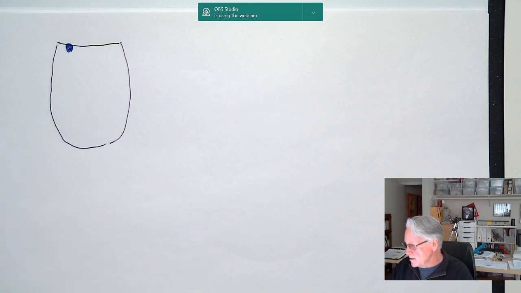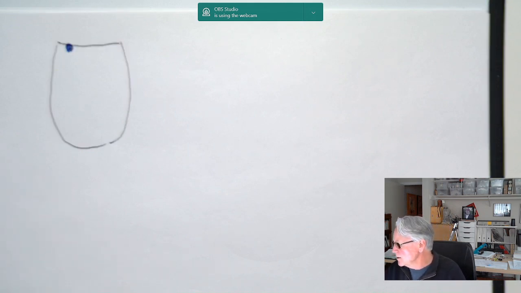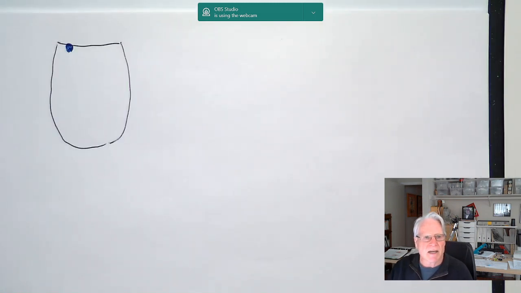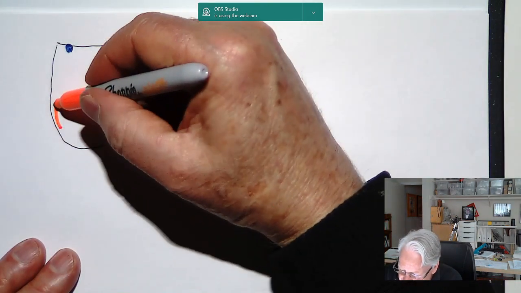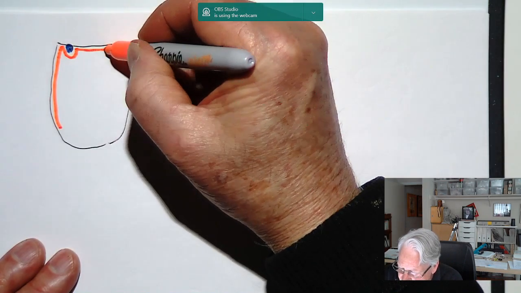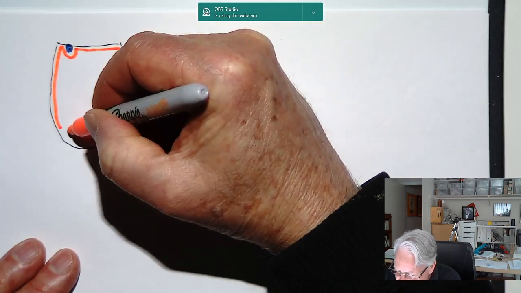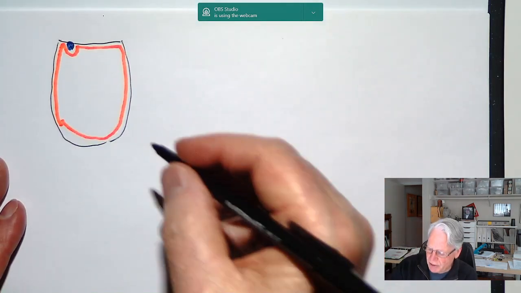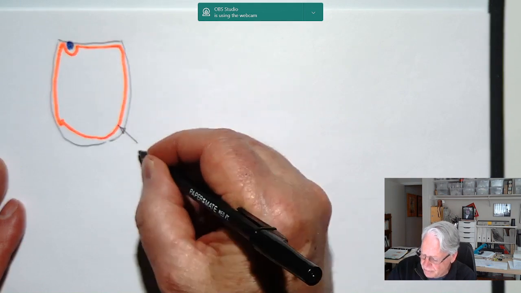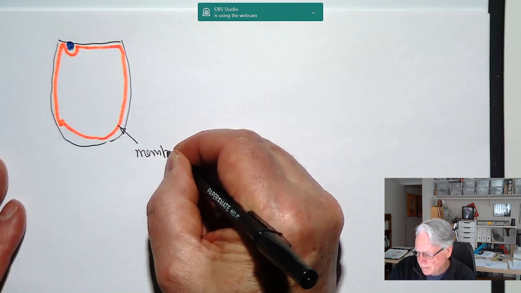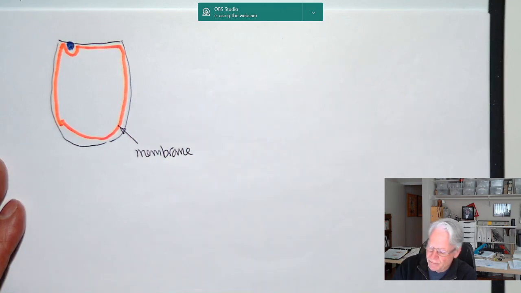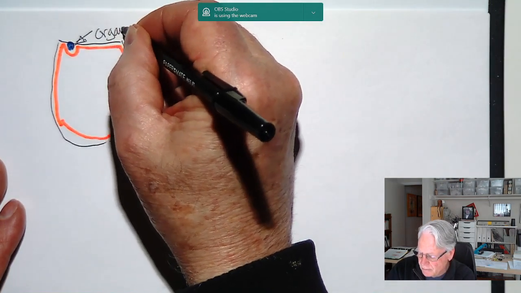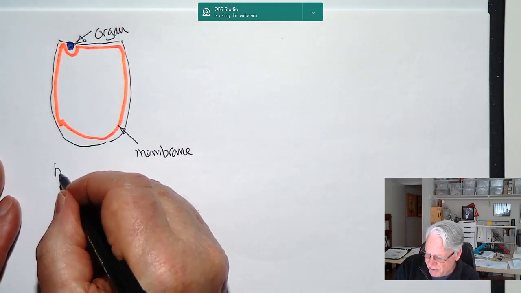Now, lining this cavity, by the way, is a membrane. And that membrane is going to be shown right here. So this is the membrane. So here is our membrane. Okay. And this is going to be what's going to be the organ. Okay. And this is my body cavity.